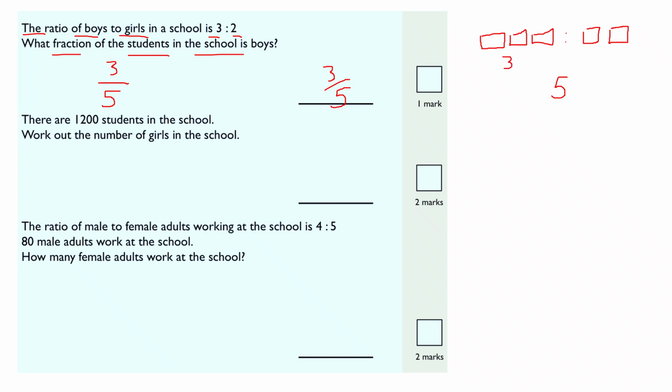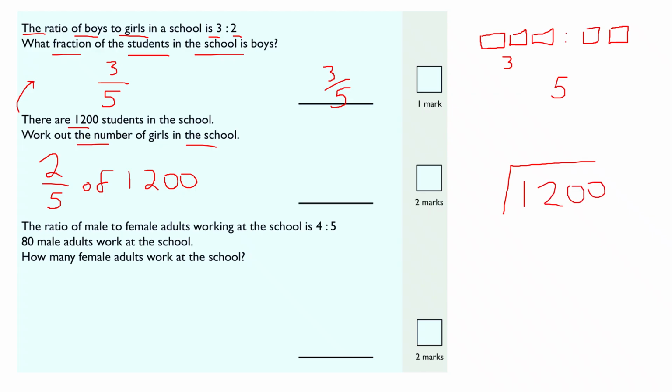Next up, there are 1,200 students in the school. So this is linking back to this part. Work out the number of girls in the school. Well, if 3/5 are boys, that means 2/5 are girls. So I'm going to work out 2/5 of 1,200. For a fraction of an amount, we divide by the bottom and times by the top. So I'm going to do 1,200 divided by 5.